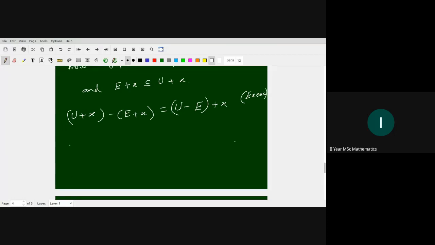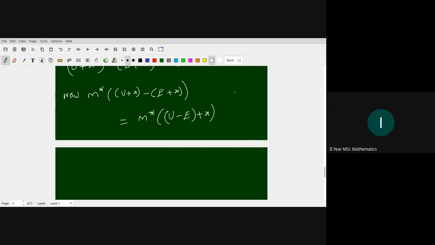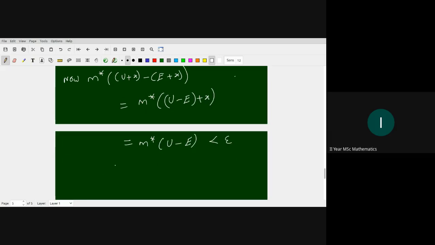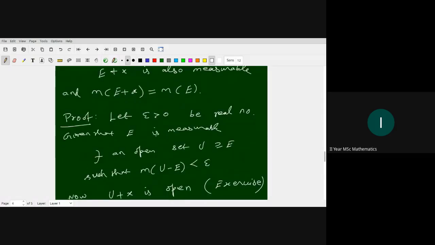Now what about the outer measure of u plus x minus e plus x? This is u minus e plus x, right? But m star is invariant under translation. So this is m star of u minus e, which is less than epsilon. So we have proved this. I'm going to underline it in yellow.